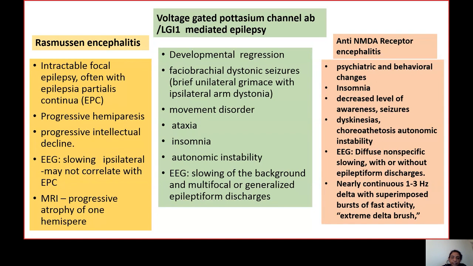But when you look at the EEG carefully, you can see the continuous 1 to 3 hertz delta with bursts of fast activity that is called the extreme delta brush. So if you find that in the EEG, then you are sure that you are dealing with this. And you have to remember that in anti-NMDA receptor encephalitis, you need to consider imaging of the abdomen, because some of these, especially the girls who come with this condition, may have ovarian teratomas that we can resect and cure this condition.